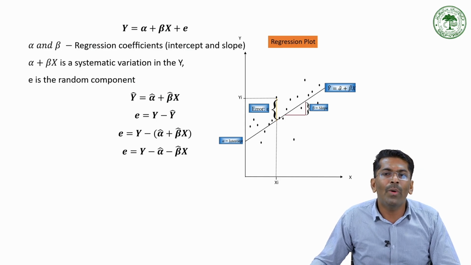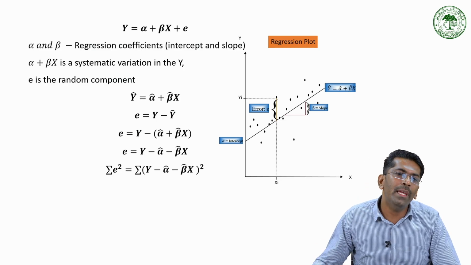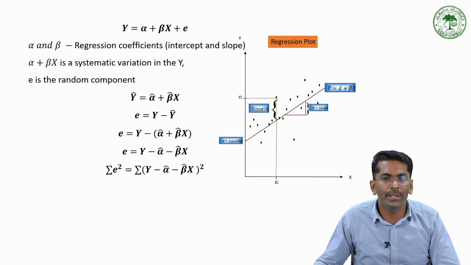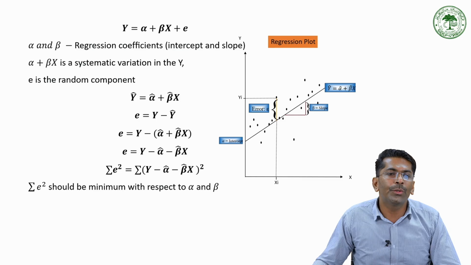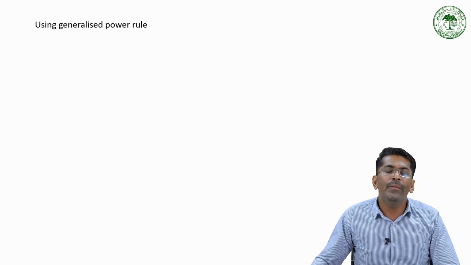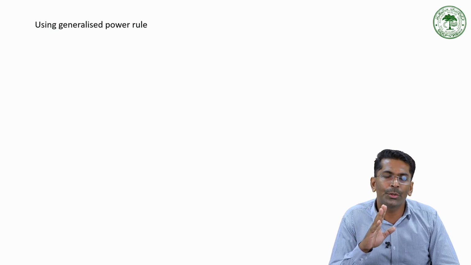So although E is widely scattered across the samples, we can avoid this particular problem if we adopt a least square criterion. The sum of error squared is the sum of y minus alpha hat minus beta hat x, squared. Now, here we are considering that the sum of E square should be minimum with respect to alpha and beta. Considering this, we are going to use the generalized power rule of differentiation. Since we are considering more than one variable here, we are going to take the partial derivatives.